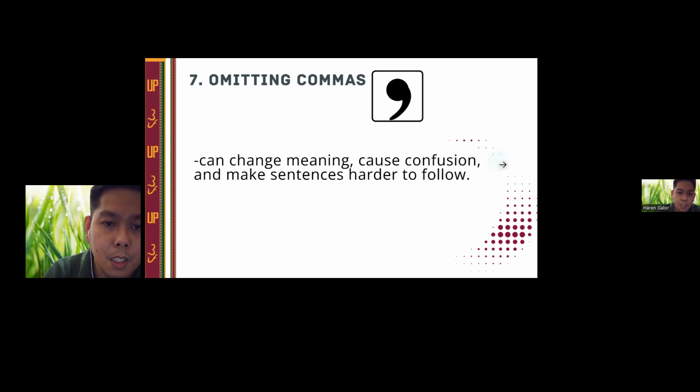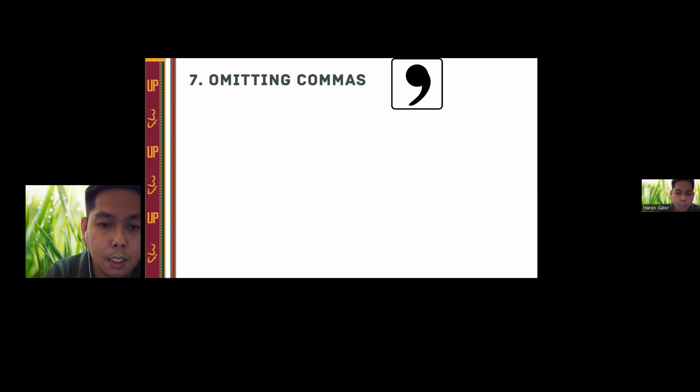Omitting commas. So what happens when you omit a comma or commas when writing a sentence? It can change the meaning of your sentence or the message of your sentence. It could also cause confusion to your audience or make the sentence hard to follow. Just take a look at this example.